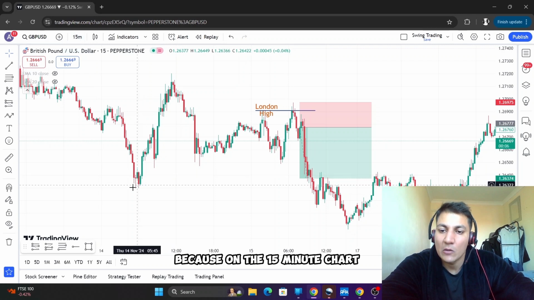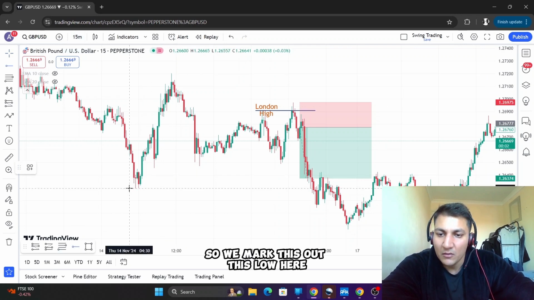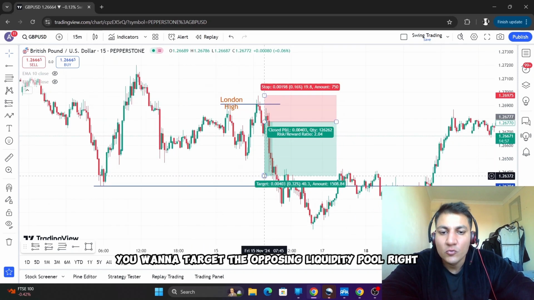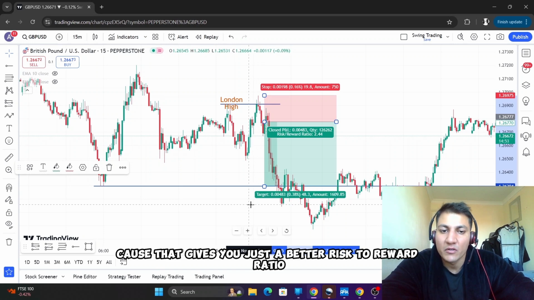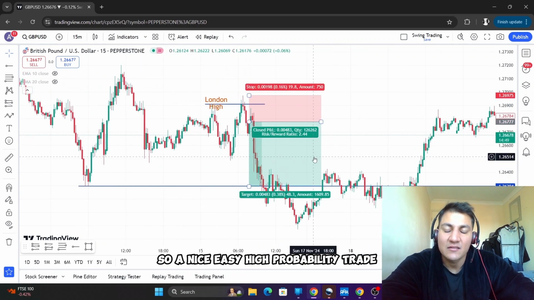Because on the 15-minute chart, we can see the previous day's low and high here. So we mark this out. This low here, lots of liquidity. Realistically, you want to target the opposing liquidity pool, right? Because that gives you a better risk to reward ratio, and you get almost a 2.5 risk to reward ratio. So a nice, easy, high probability trade.